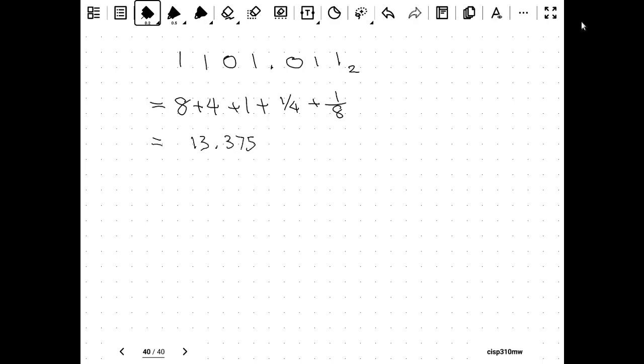That's it. Are we okay so far with understanding what value is being represented by 1101.011? Are we good?